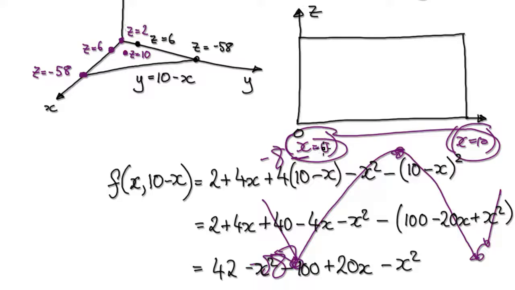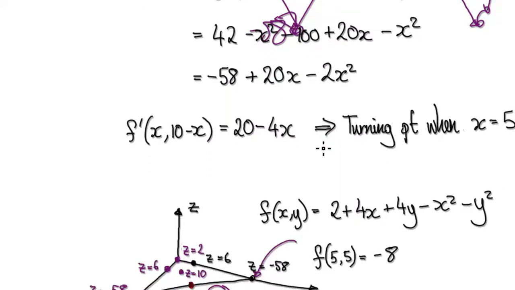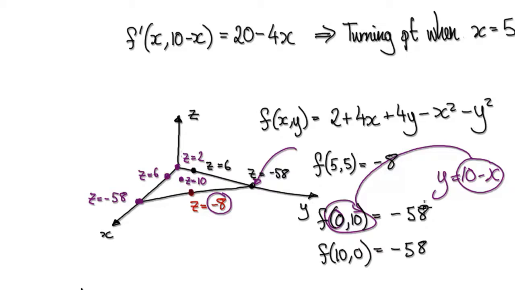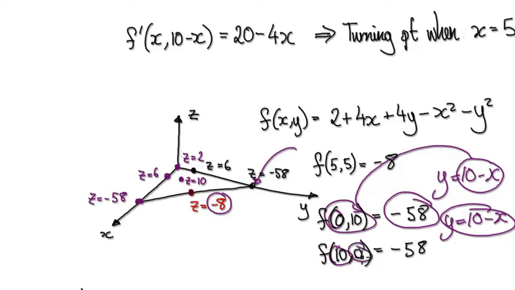Going back down here, we need to consider when x equals 0. When x equals 0, y will be 10. So that's this 10 here. Put it into the function, it will be negative 58. Now we need to consider when x equals 10. When x equals 10, y will be 0. So that's this thing here. If you put that into the function, the elevation would be negative 58.